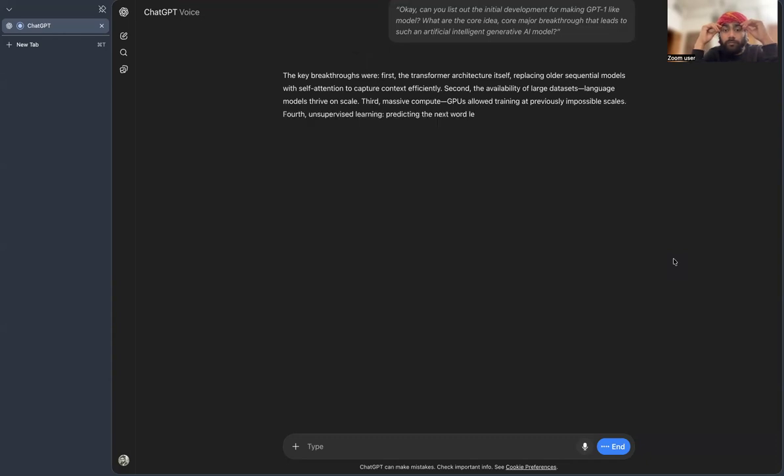Fourth, unsupervised learning. Predicting the next word let models self supervise. Finally, scaling up, realizing that bigger models, trained on more data, kept improving. These core ideas set the stage for generative AI as we know it.